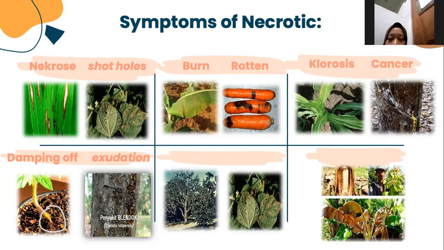Number 8 is exudation. Exudation is a symptom that occurs due to the discharge of fluid from a plant because of illness. Based on the liquid released, some terms are gummosis. Gummosis is an excretion of gum or blendok from the plants. Example: citrus stem attacked by Diplodia natalensis.